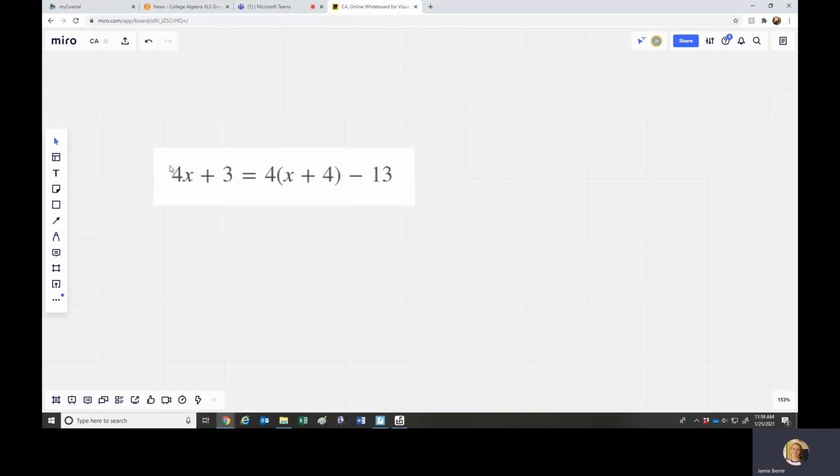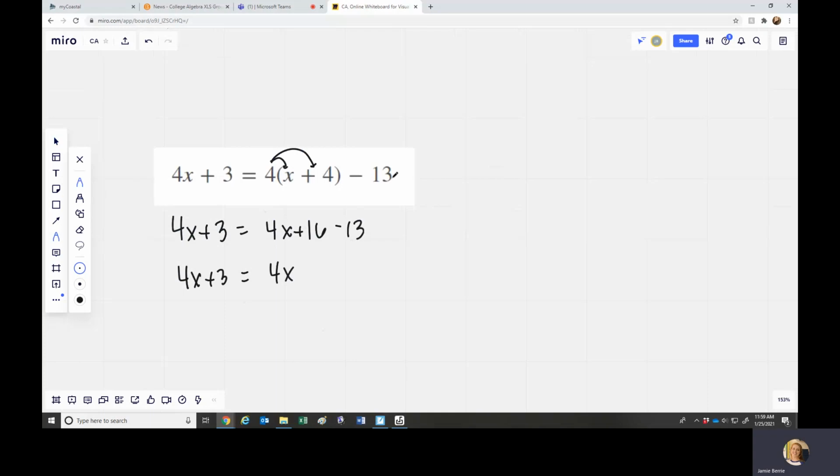Then we have 4x plus 3 equals 4 times (x plus 4) minus 13. Right, so let's work through this one. Left-hand side is going to stay the same. Multiplying through by 4 over here, we get 4x plus 16 minus 13. Again, left-hand side stays the same. Then we have 4x plus, let's see, 16 minus 13 would be 3.